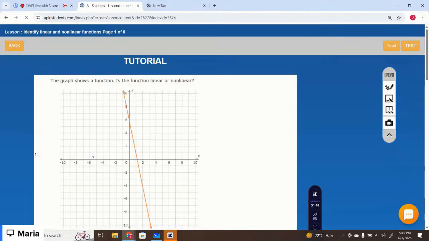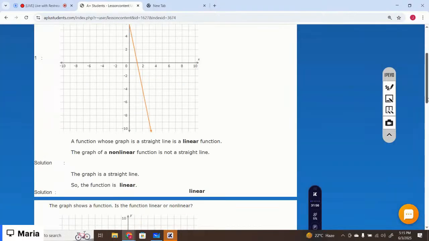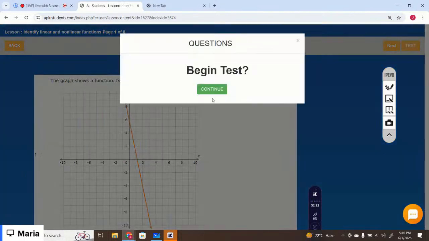The graph shows a function. Is the function linear or nonlinear? If a function is a linear function, the graph must be a straight line. The graph of a nonlinear function is not a straight line, so if the graph is a straight line, that means the function is linear. The one here right now is a straight line, so that is a linear function. Let's start with the test questions.